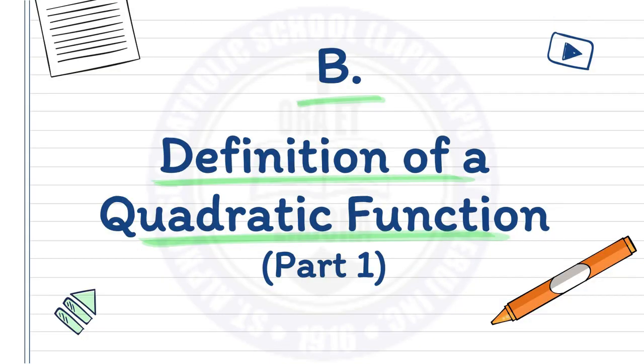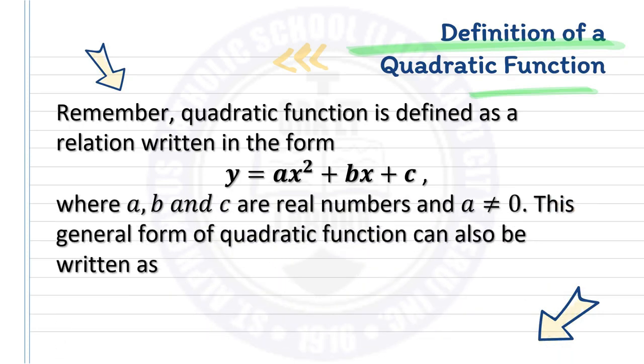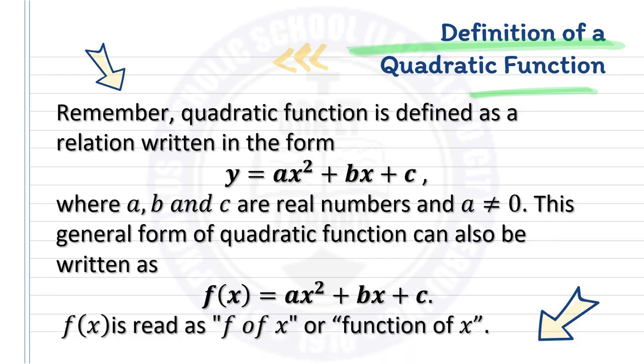Definition of a quadratic function, part 1. Remember, a quadratic function is defined as a relation written in the form of y equals ax squared plus bx plus c, where a, b, and c are real numbers and a is not equal to 0. This general form of quadratic function can also be written as f of x equals ax squared plus bx plus c. F of x is read as f of x or function of x.